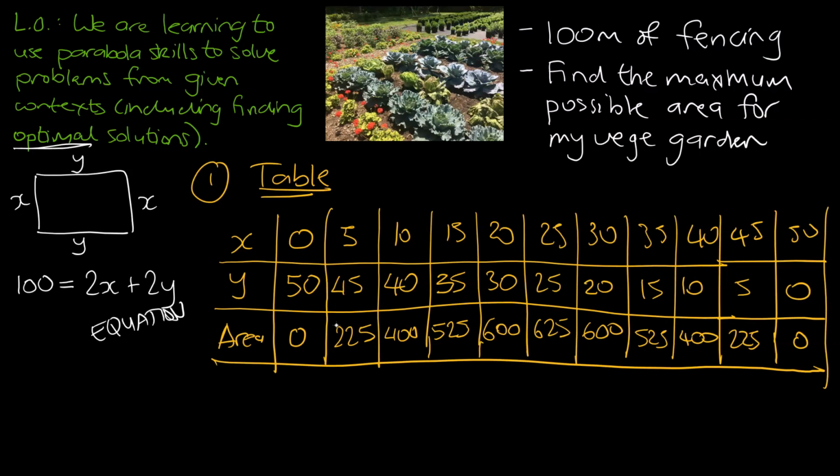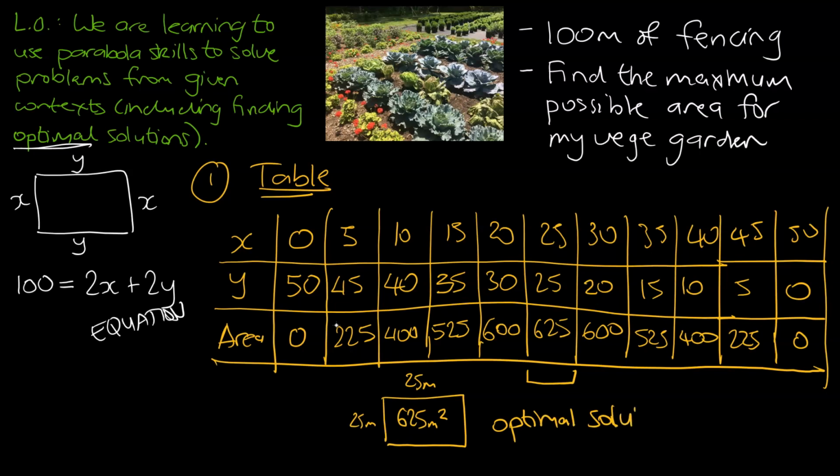So what we've done is we've used a table and mapped out all the different combinations within 5 meter intervals. And we found that the way for me to maximize the area of my veggie garden is the X length needs to be 25 meters. If we have a look at our shape, there needs to be 25, and the Y length also needs to be 25. That results in an area of 625 meters squared. And that there is what we call the optimal solution. It's the maximum area given the limited amount of fencing we have available for our veggie garden.